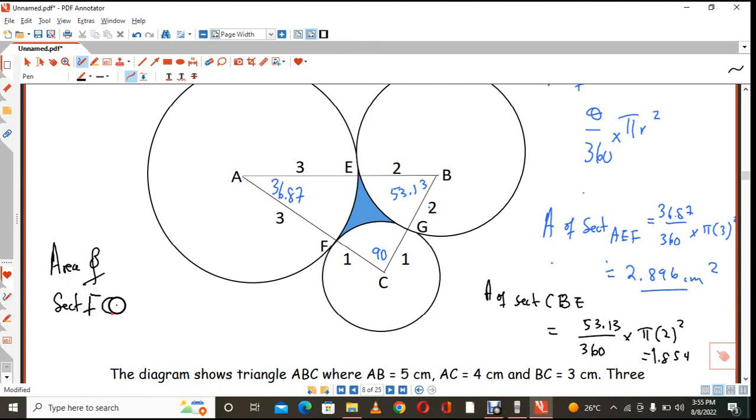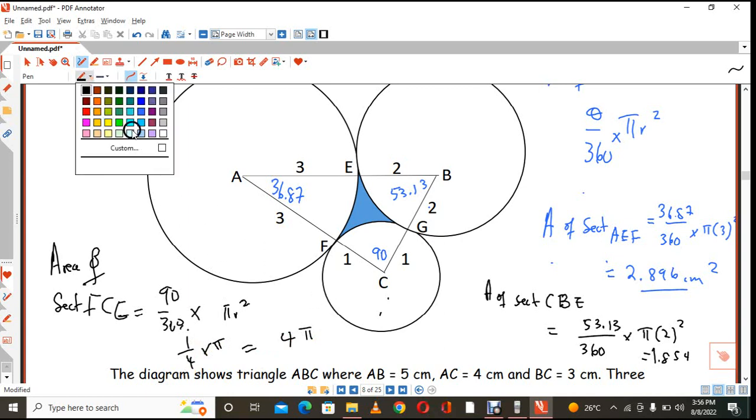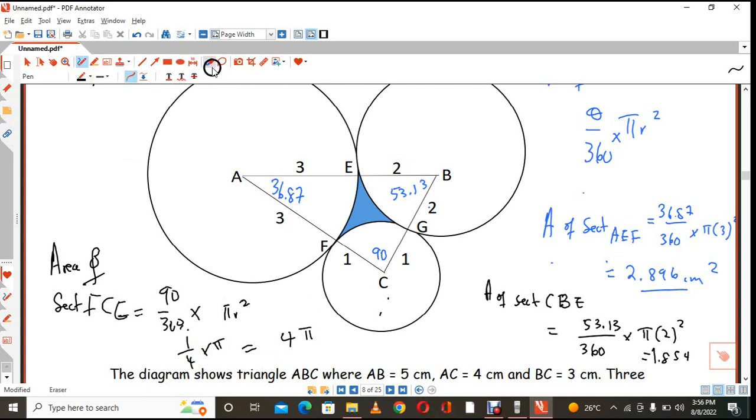One more, area of sector FCG is equal to 90 degrees over 360. Multiply that by pi r squared, okay? And the r happens to be 1 in this particular case. So that is nothing but 1/4 times pi, or we can simply say pi times 1/4.